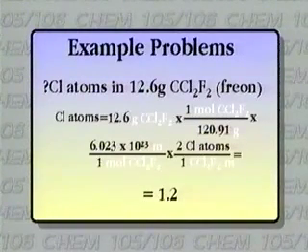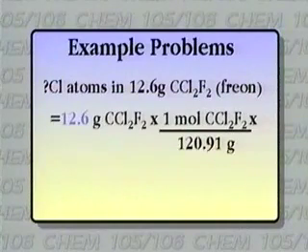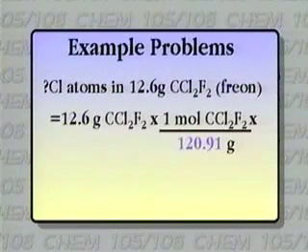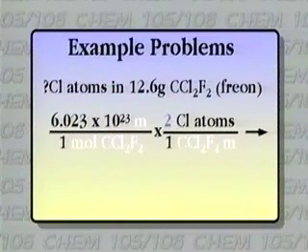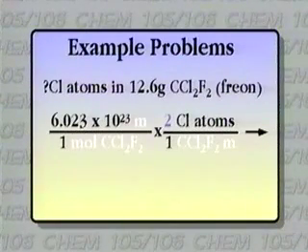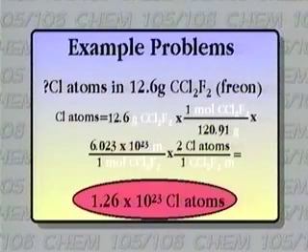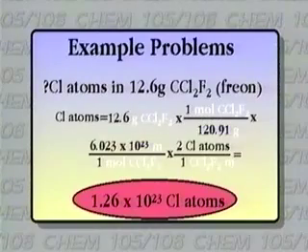1.2. Now looking at our numbers here, we have only 3 significant figures here, 5, 4, and unlimited. I mean, there are exactly 2 chlorine atoms per molecule. There can't be any fractional amount. So that's an exact number. So we're limited to 3 significant figures, which gives us a final answer of 1.26 times 10 to the 23rd chlorine atoms. Okay?